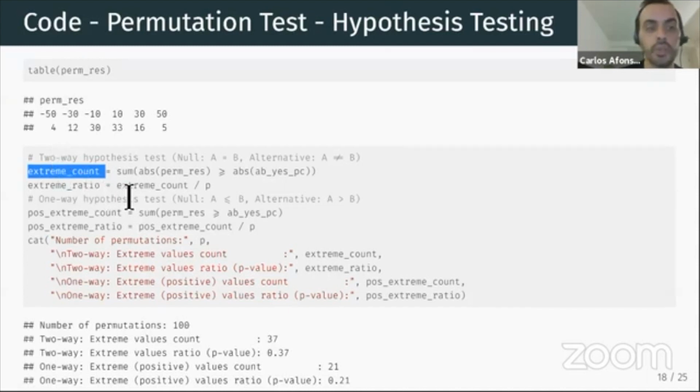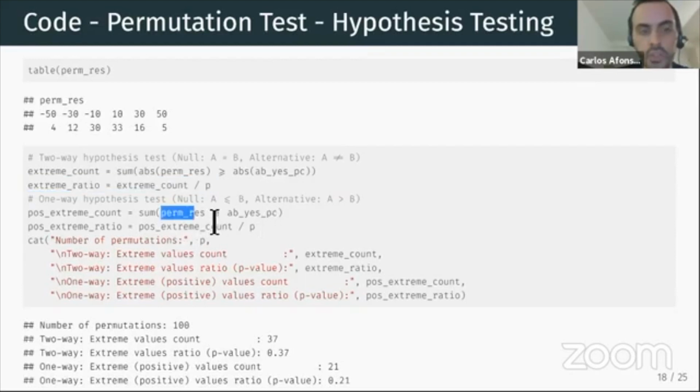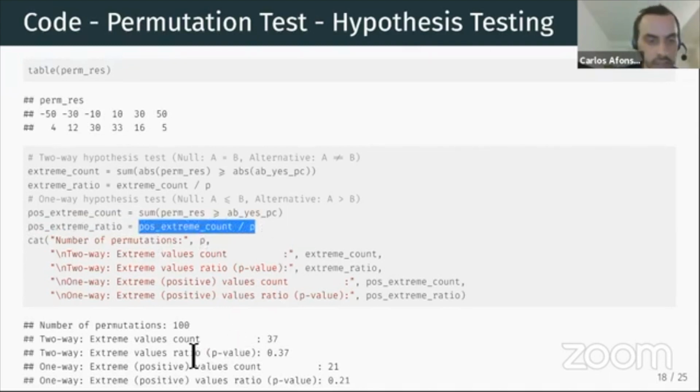And then the extreme ratio is just the extreme count divided by the number of permutations, and this is going to be the p-value. For the one-way hypothesis test, we just want to look at one side. So we just want the values in the permutation result that are larger or equal than the observed statistic. Okay? Here we don't use the absolute value, whereas we use the absolute value to look at both positive and negative values. Here we don't use it, so we're just looking at positive values. And again, the extreme ratio is going to be the p-value, that count divided by the number of permutations.